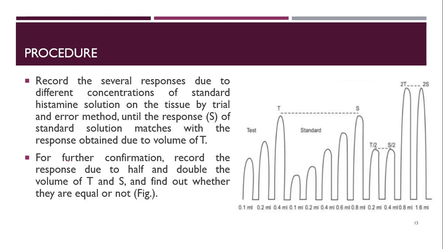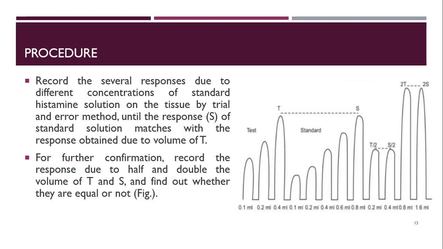So we have to record the several responses due to different concentrations of standard histamine solution on the tissue by trial and error method, until the response of the standard solution matches the response obtained due to the volume of T. You can see we have taken 3 responses of the test, that is 0.1 ml, 0.2 ml and 0.4 ml, and then gradually we are going to increase the standard dose sample from 0.1 ml to 0.8 ml, and at one point we will get to know that the 0.8 ml of the standard matches with the 0.4 ml of the test.